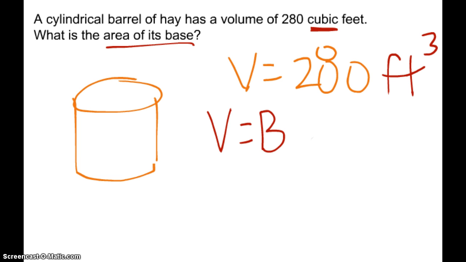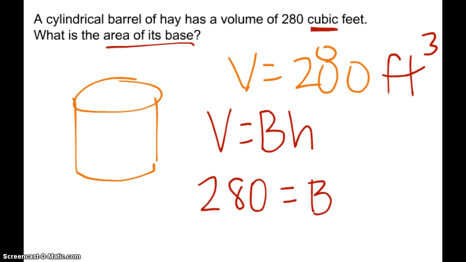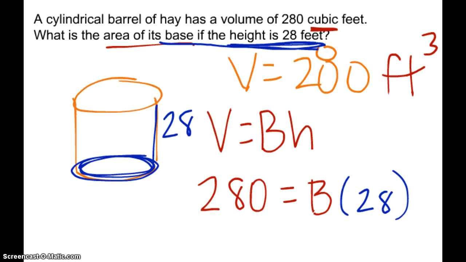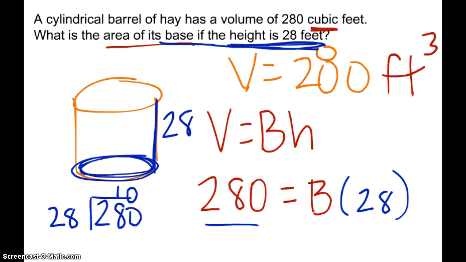So again, volume is area of the base times the height. So 280 has to equal the area of the base times... Wow, guys, I didn't give you the height. I'm just really sorry. Go ahead and add in if the height is 28 feet. So we know that 280, the total volume, has to equal area of the base times 28. So we know that the area of the base times 28 has to equal 280. So 280 divided by 28 would be 10. So the area of the base, big B here, is 10 feet squared.